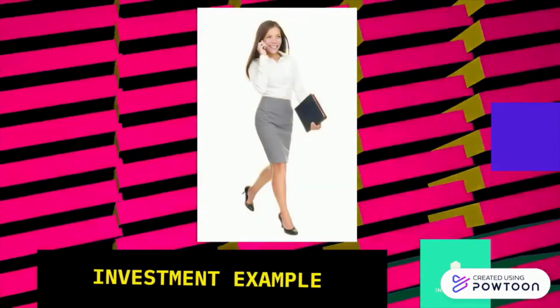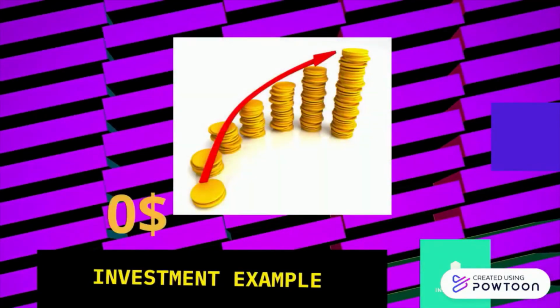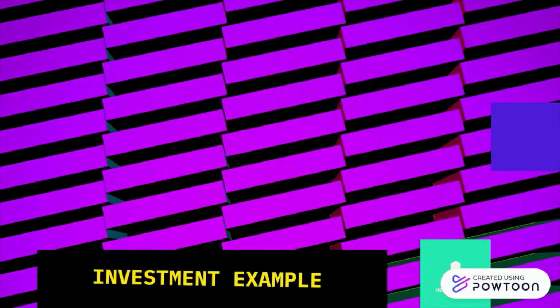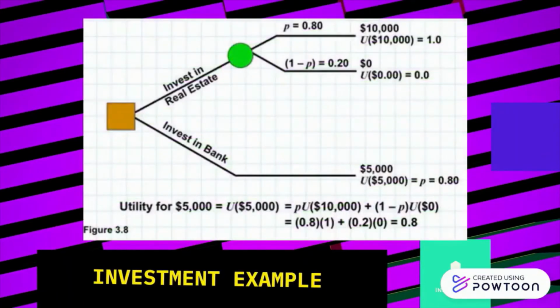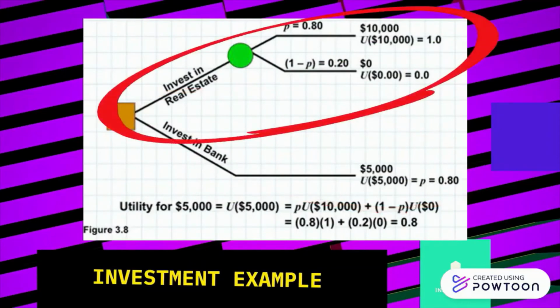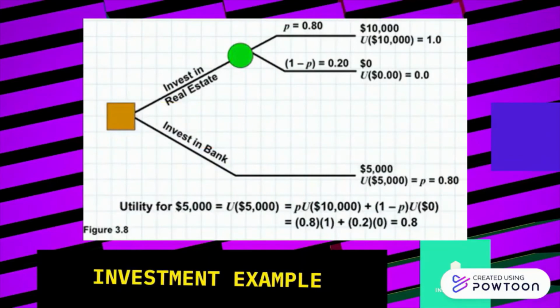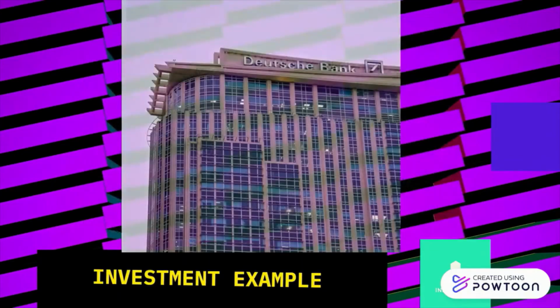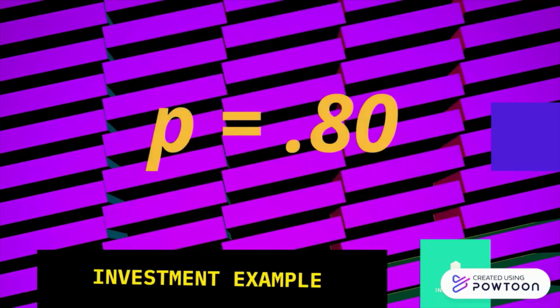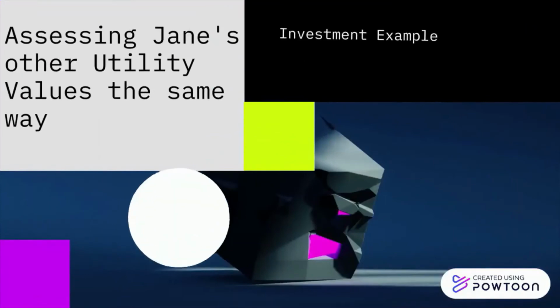Jane Dixon wants to construct a utility curve revealing her preference for money between $0 and $10,000. A utility curve plots the utility value versus the monetary value. An investment in a bank will result in $5,000. An investment in real estate will result in $0 or $10,000. Unless there is an 80% chance of getting $10,000 from the real estate deal, Jane would prefer to have her money in the bank. So if P is 0.80, Jane is indifferent between the bank or the real estate investment.